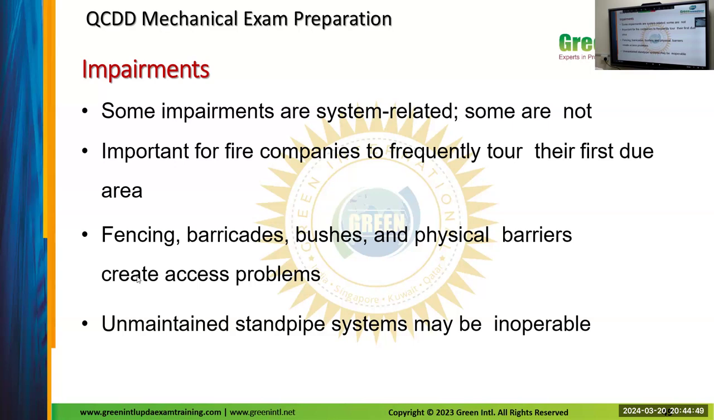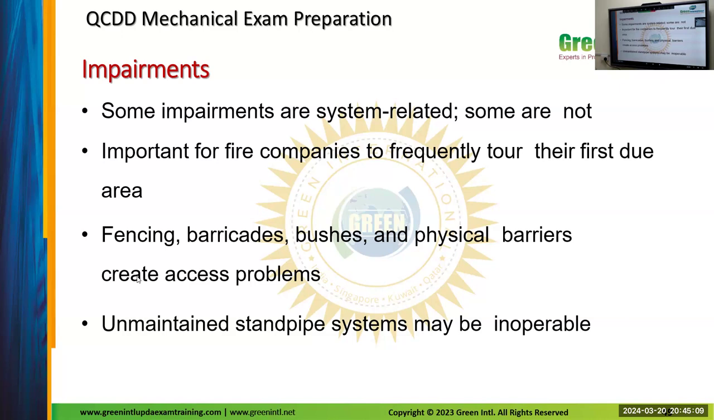This is similar to a defect rectification. If there are any identified defects, we will do the rectification. That is otherwise technically termed as impairments. Some impairments are system related, some are not. It is important for fire department companies to frequently tour their first duty area.